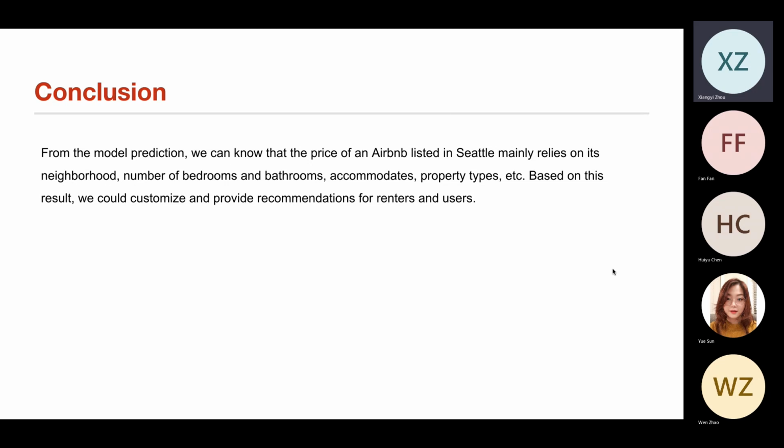Based on this result, we can customize and provide recommendations for renters and users. For renters, we could recommend house prices based on the prediction model we made and suggest renters post housing information like property type, bathrooms, and number of bedrooms, so that people may be more attracted to this information. For customers, we can optimize their recommendation strategies. For example, Airbnb can notify customers about related housing prices in the future to motivate the booking needs without harming the user experience.